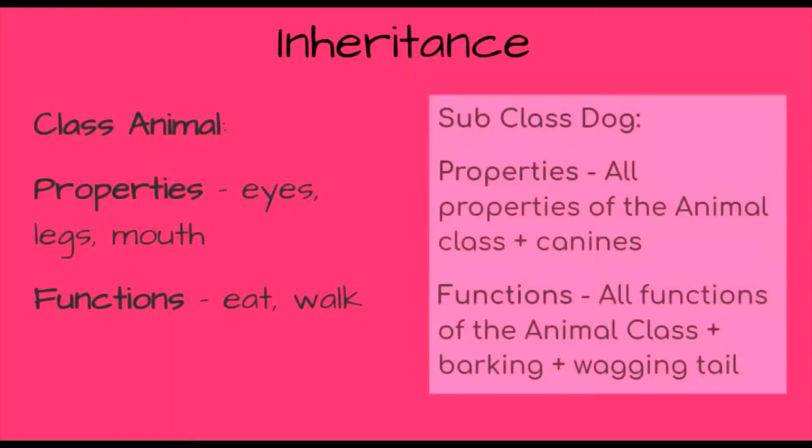Now, if we consider a dog subclass, which obviously includes all the dogs, even that class is going to contain all the properties of the main class, which is animal, plus maybe an extra pair of canines. And along with that, all the functions of the animal class are also included, plus a few more like barking or wagging their tails. So basically, when a class inherits from another class, the child class automatically gets everything from the parent class.